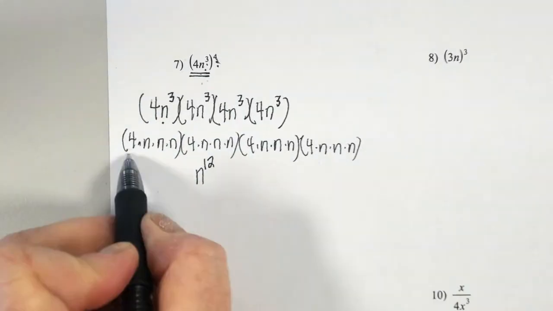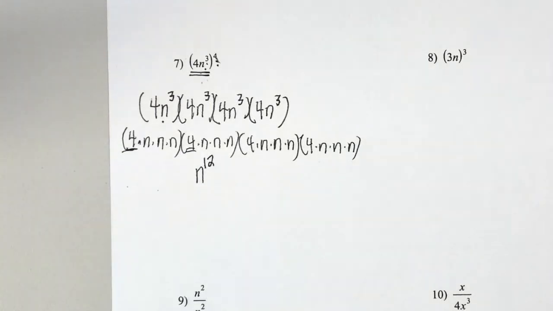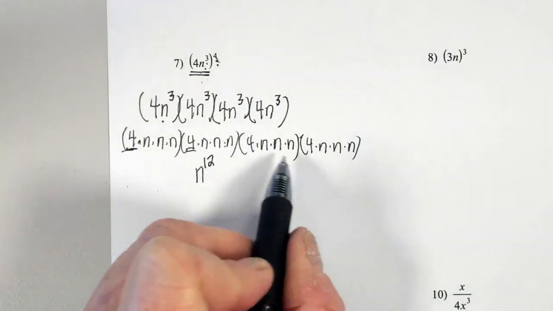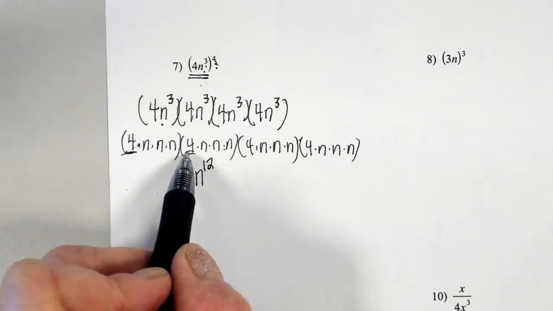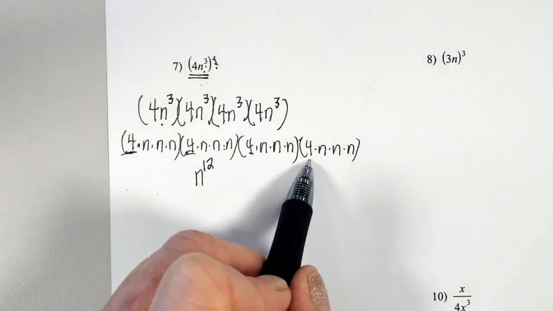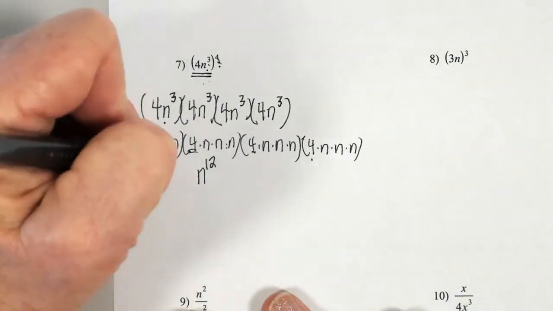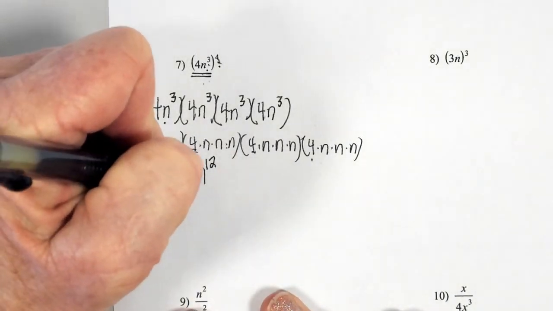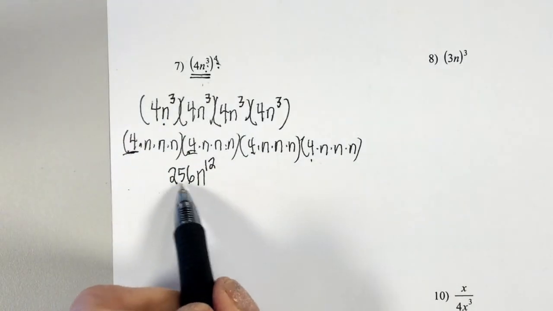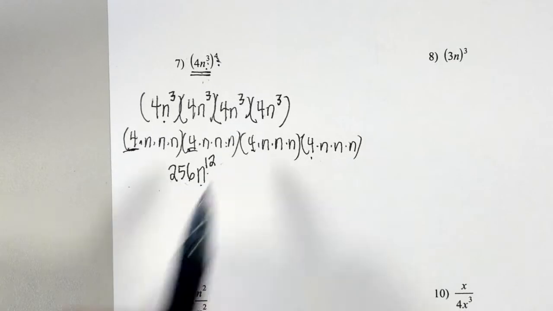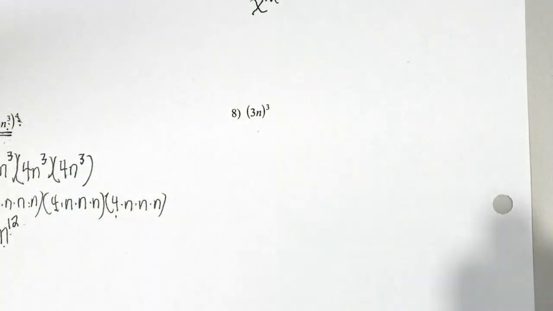But wait a minute. I got all these 4's. Well, I got to multiply all that together. I got to take a calculator, and I got to go 4 times 4 times 4 times 4. When I use a calculator and I do that, I get 256. So, my final answer is 256 n raised to the power of 12. So, see if you can do 8 on your own. If not, you can keep watching the video, because I'm going to work it out myself.